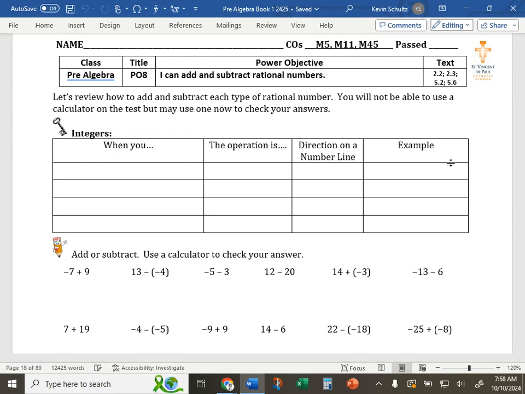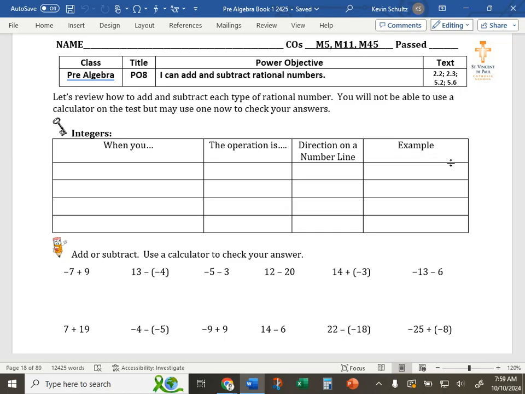We are going on to PO8, which is adding and subtracting rational numbers. Good news, you have had all of this before. You've added and subtracted positive and negative integers, you've added and subtracted decimals, you've added and subtracted fractions, but the thing is we continually need to review it, especially the fraction piece, because there are a lot of mistakes, a lot of misconceptions that are made.